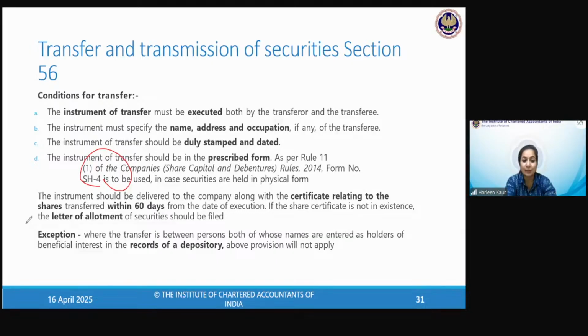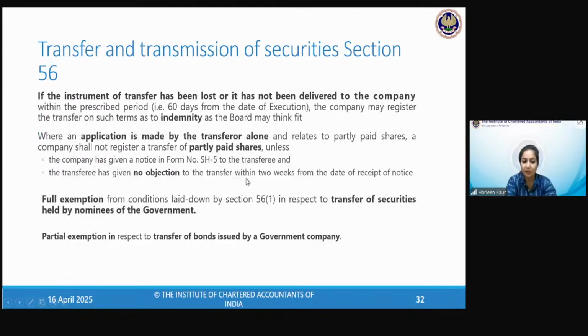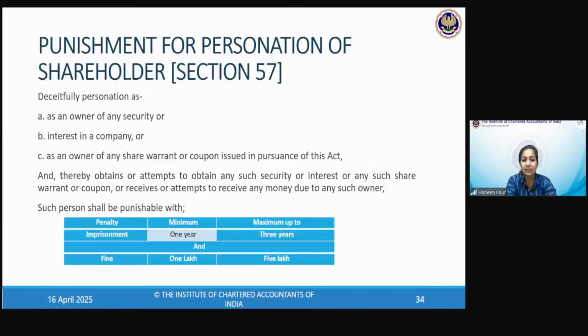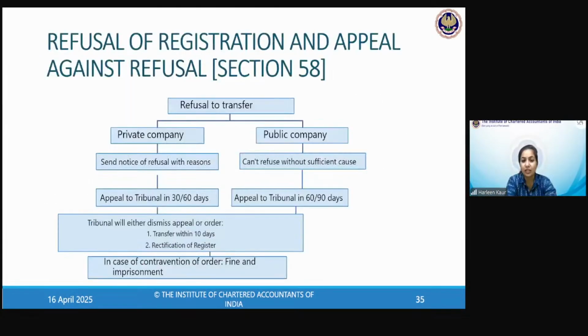And are the provisions applicable in case of a depository? Do we have to apply section 56 if the names are in the records of the depository? No, then the above provisions are not applicable. After that, we did the detailed discussion of section 58, where the refusal for the registration was being made. The transfer was not being accepted.